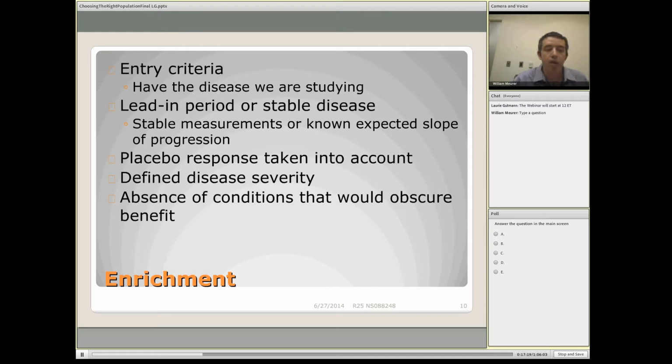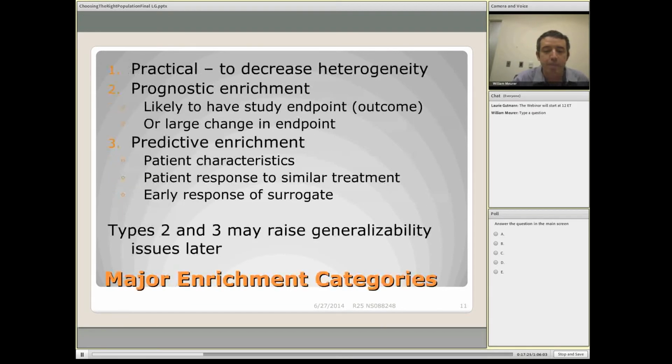So there are about three major categories that could be used to describe enrichment strategies. And these will, again, seem familiar. This is perhaps a different way of thinking about stuff that you would do somewhat naturally when designing a clinical trial. The first is practical. You want to decrease heterogeneity.